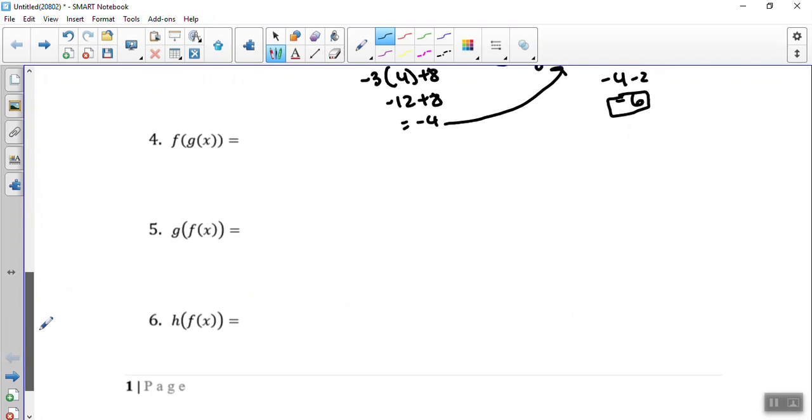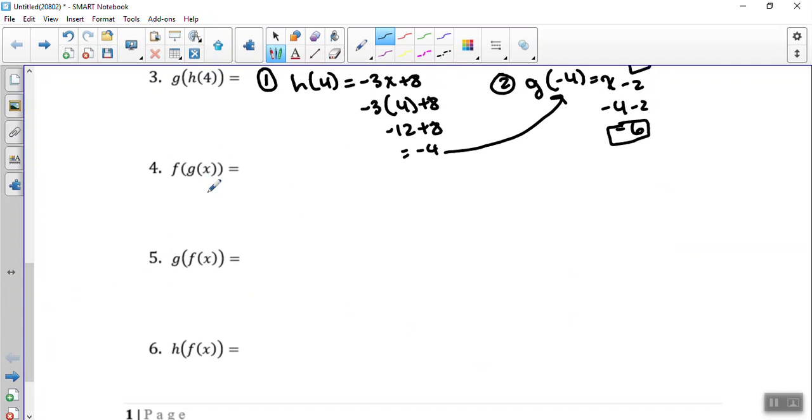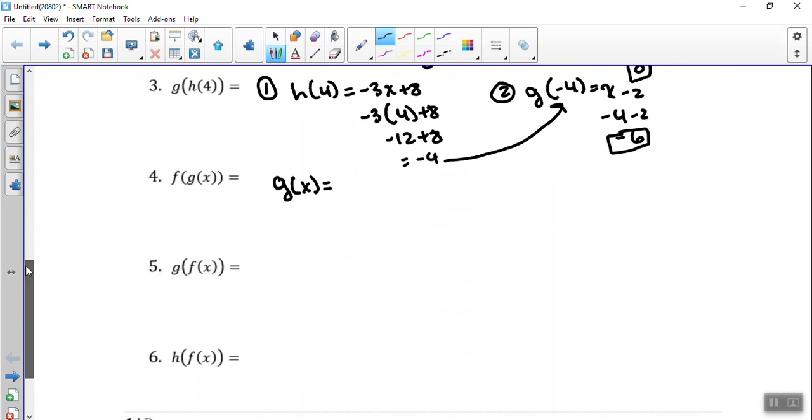Alright, so now these next three problems I have, I don't have anything to plug in for x, so let me just show you how we do this. What this function is saying is we're going to take the g function and plug in x. So we have the g function. The g function is x minus 2. There's nothing to plug in here because it just says to leave it as x. So this is just going to end up being x minus 2.